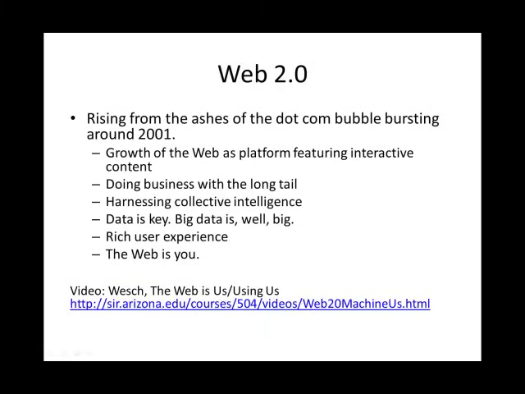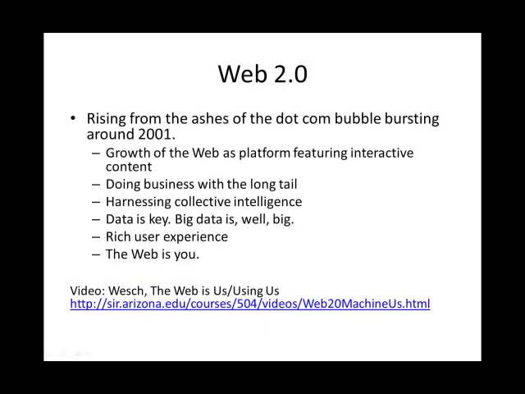I'm not going to talk about the article extensively. I want you to read it carefully, but I am going to highlight a few concepts from the article, and then I'm going to show you a movie that puts those words into action that I think you're going to enjoy. So let's talk about first the growth of the web as a platform.